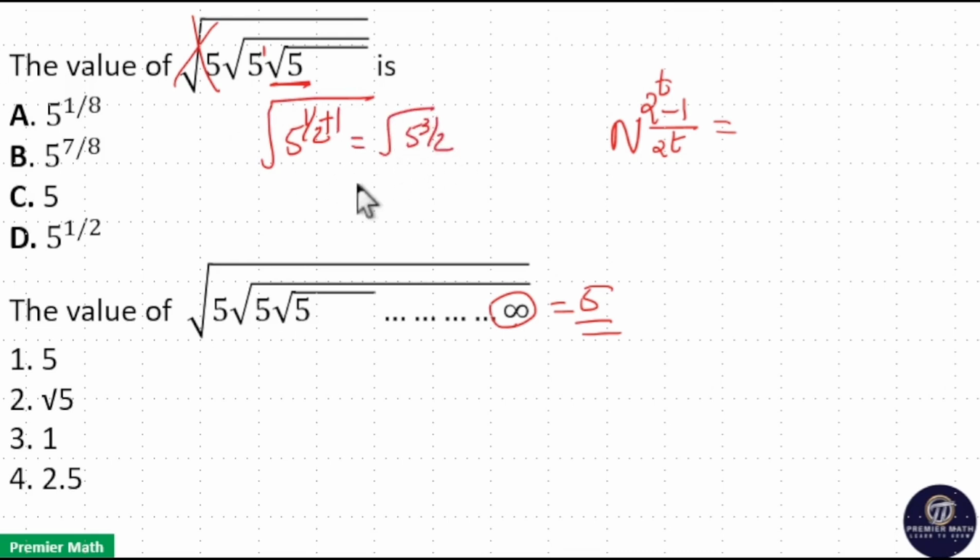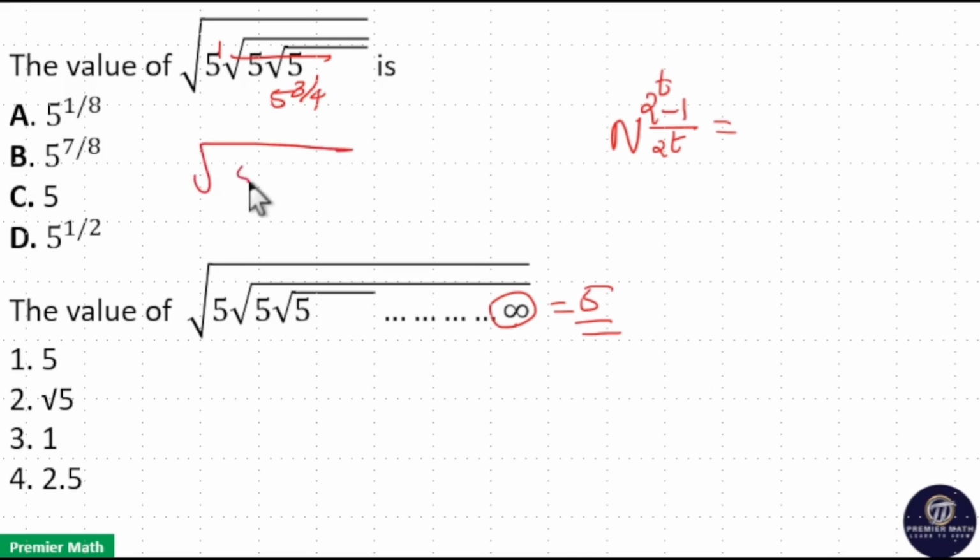Root 5 raised to 3 by 2 means 5 raised to 3 by 2 raised to 1 by 2, which is 5 raised to 3 by 4, which means here these two terms together is equal to 5 raised to 3 by 4, and you have 5 raised to 1 here. So total root of 5 raised to 7 by 4, which is 5 raised to 7 by 8. Option B is your answer.